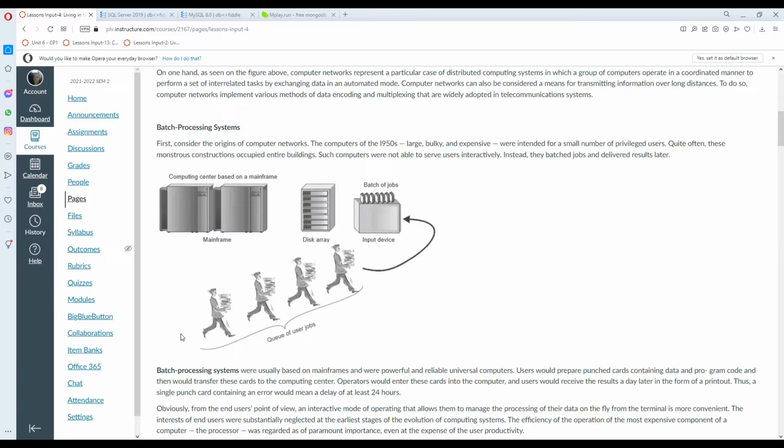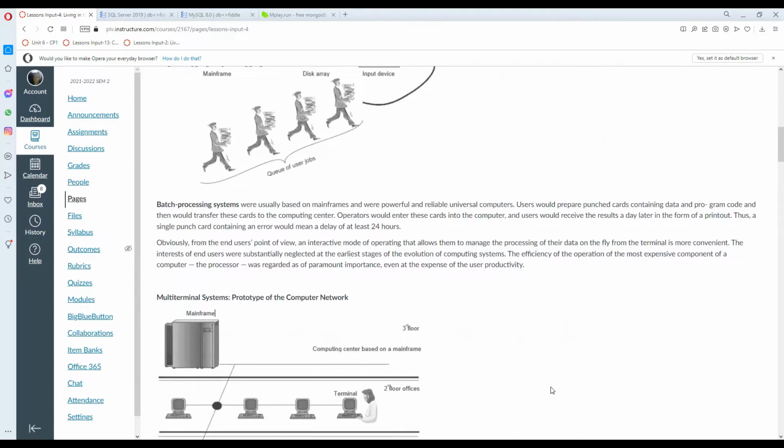So, as you can see here, manually, the user places jobs in the input device, which are then stored into this array and passed on to the mainframe. Batch processing systems were usually based on mainframes and were powerful and reliable universal computers.